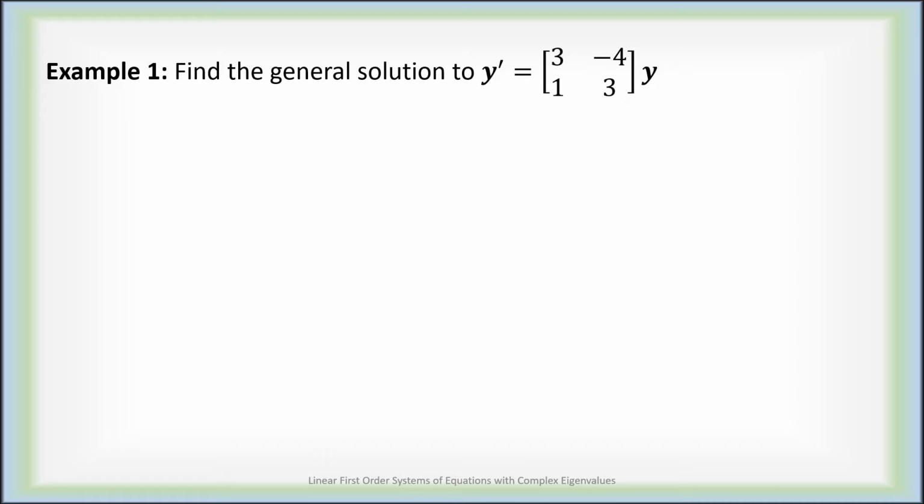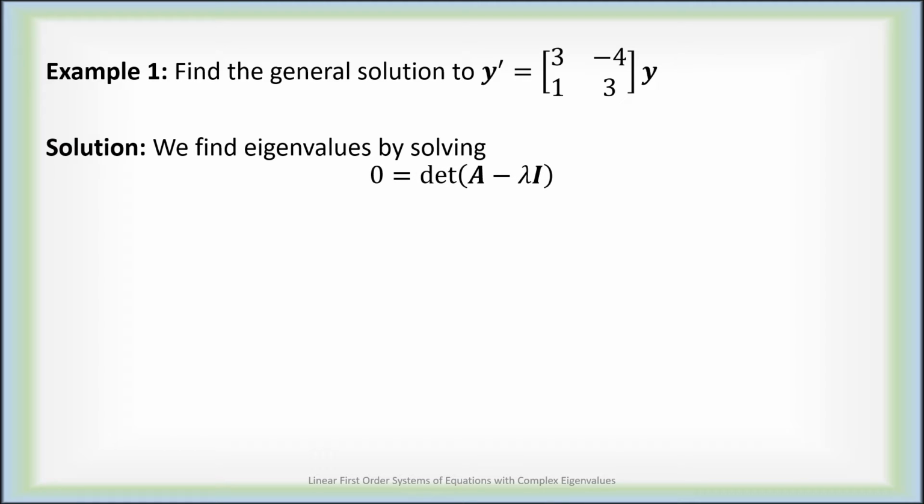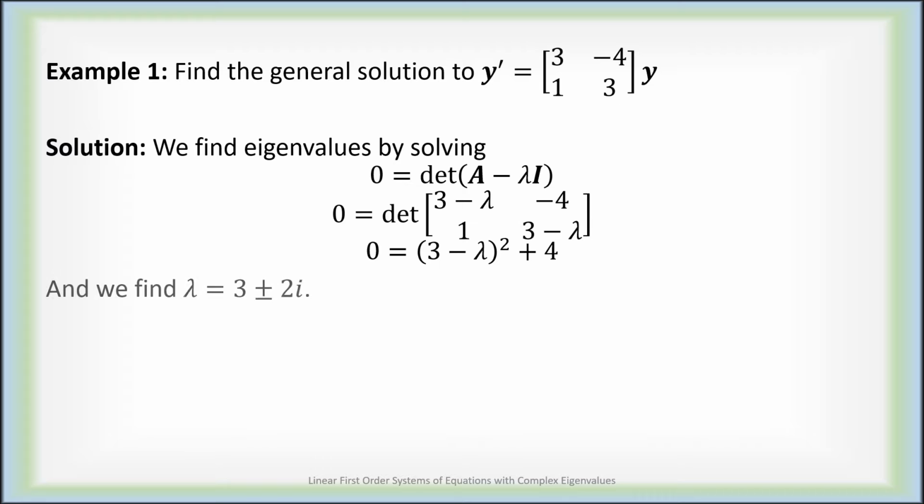So here's our first example. Find the general solution to this system of equations. Well, we start off the same way we're used to doing. We find eigenvalues. So we set up the characteristic polynomial and set it equal to 0. Here is lambda subtracted from the diagonals, and there's the determinant computed. So we need to solve for (3 minus lambda) squared plus 4 being 0. And we quickly see there are two complex conjugate roots, 3 plus or minus 2i.